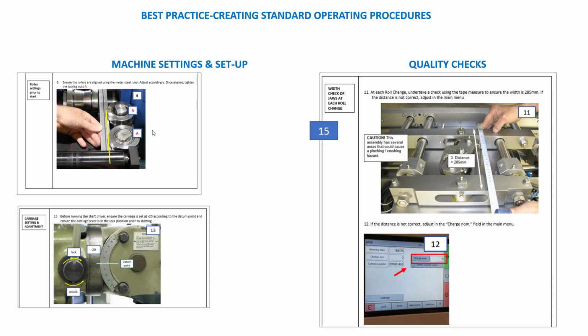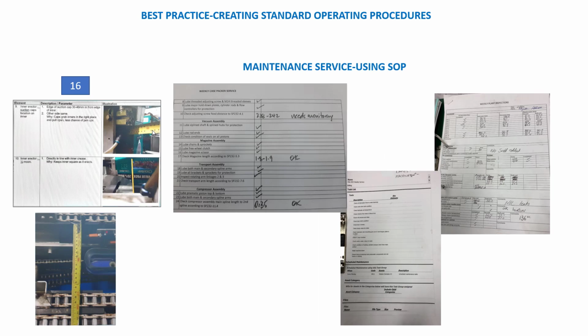Now we can also add quality checks as we work through the procedure. We could have step-by-step quality checks that are part of the procedure, or we could have quality checks towards the end. Then we can also include within the procedure references to maintenance, or vice versa.